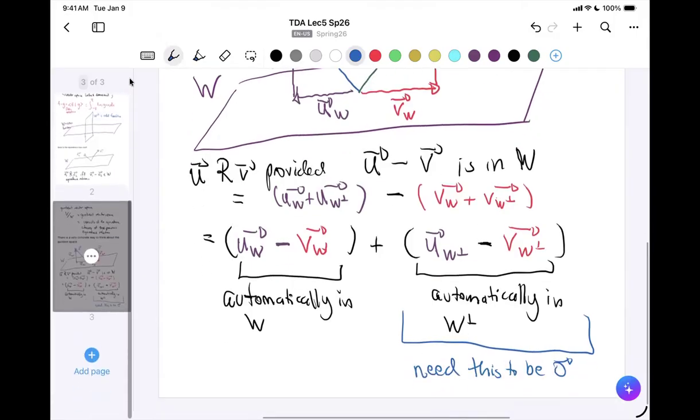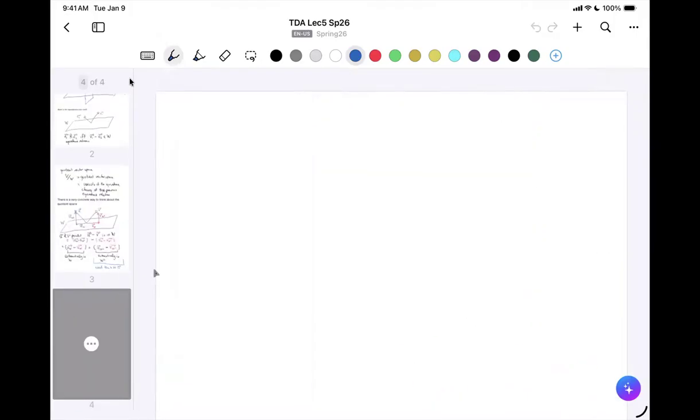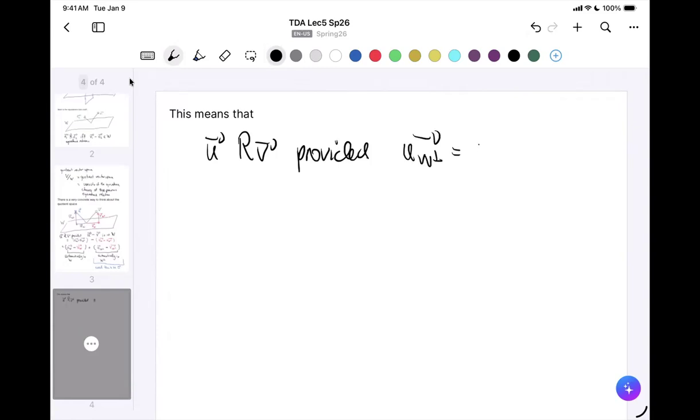So let me just write this down. What we found means U is related to V, provided UW perp is the same as VW perp. So this means that they have the same height.